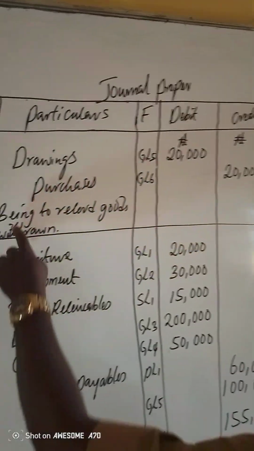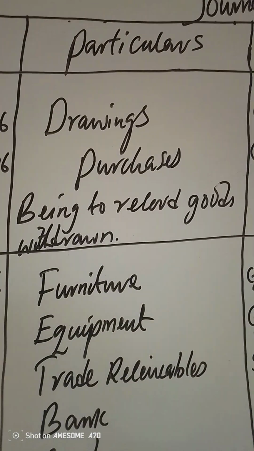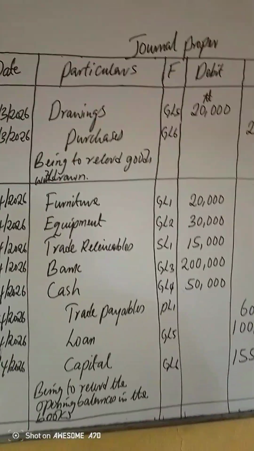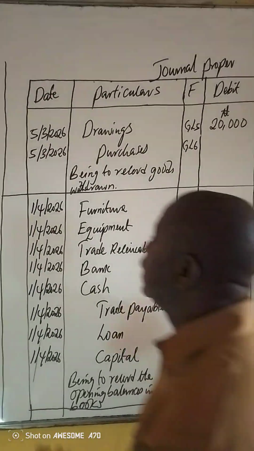And the explanation, you must start with the word 'being', to record goods withdrawn. Make sure the explanation is short, like 'being to record goods withdrawn for private use'. The next one is this entry.